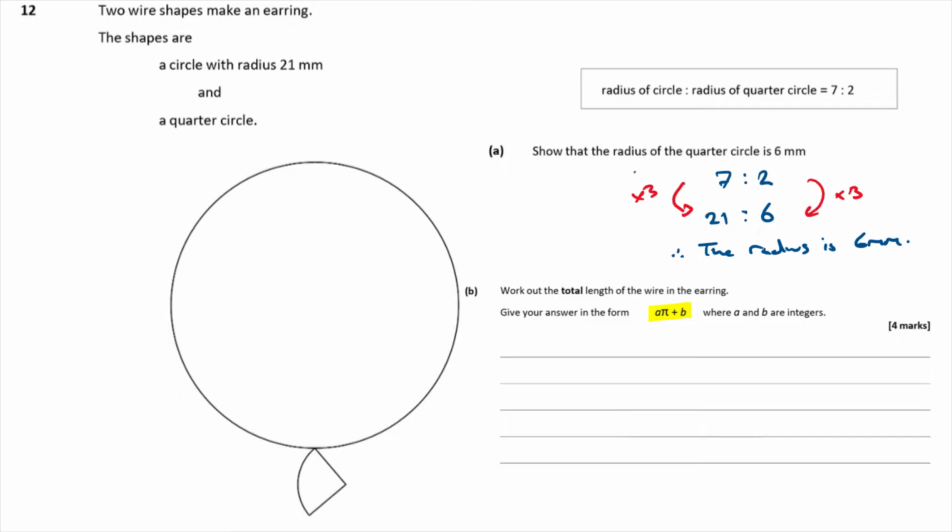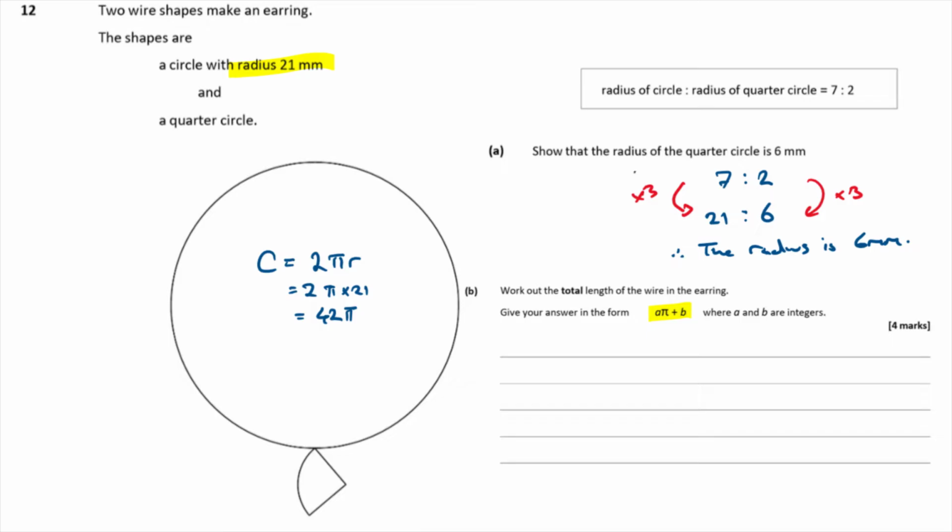So this shape is made up of 2 shapes. It's made up of the circle and the quarter circle. Now the circle is pretty straightforward. The perimeter of the circle is just the circumference of the circle, isn't it? So the circumference of a circle is pi times its diameter, or another way of writing that is 2 pi r, isn't it? Okay, so that's going to be 2 times pi times the radius, which we know is 21 millimeters. So that's going to be 2 pi times 21, which is 42 lots of pi, isn't it? Okay, so that's all fairly straightforward.